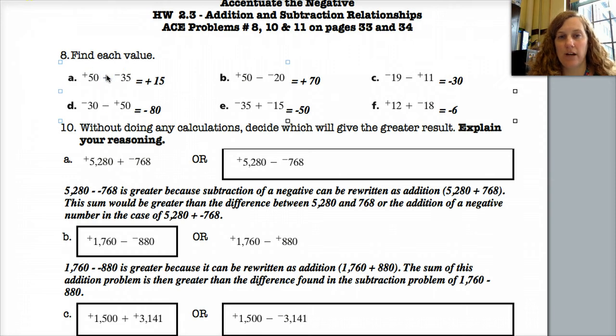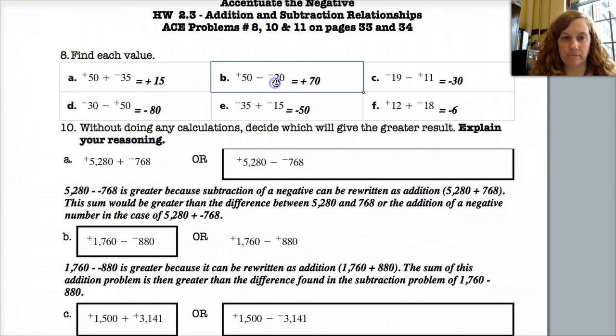So question 1 is positive 50 plus a negative 35. They're opposite signs. This one, either way. You can either say it's positive 50 minus a positive 35, or you can just do 50 minus 35 and get a positive 15. Positive 50 minus a negative 20, that's definitely one that's easier to write as an addition.